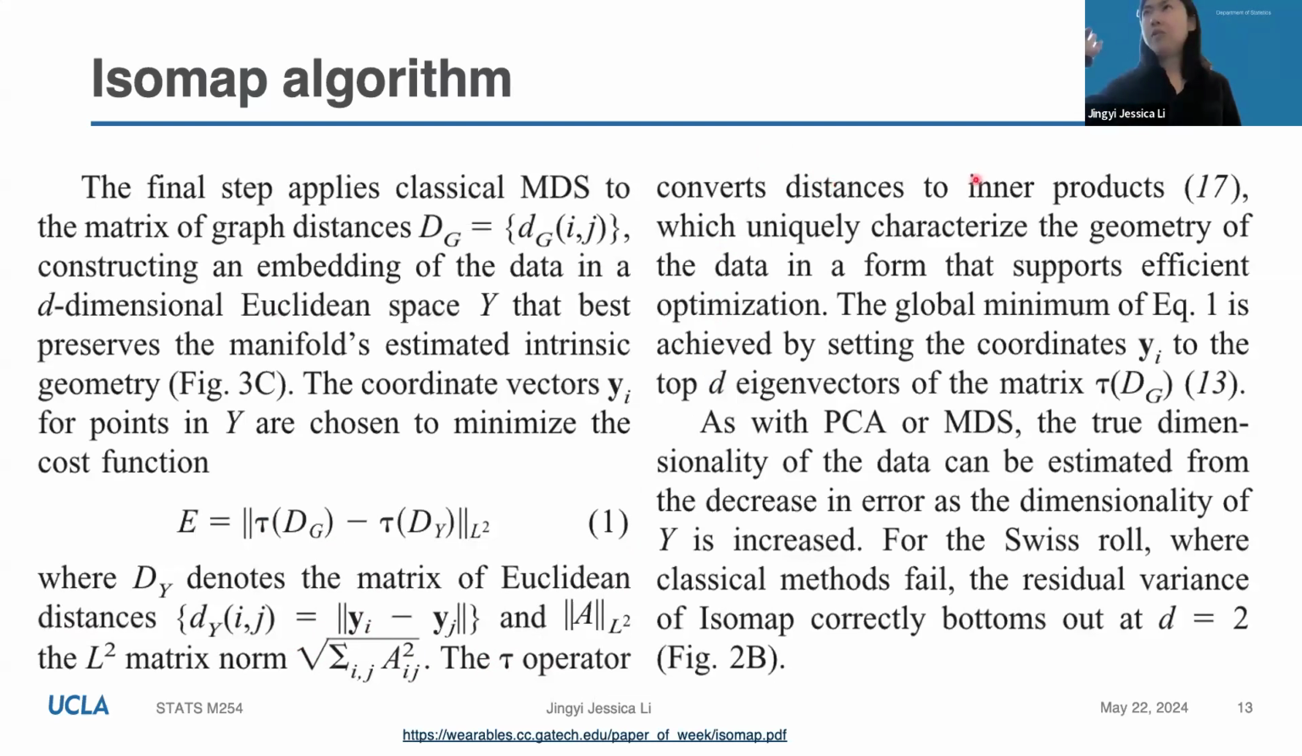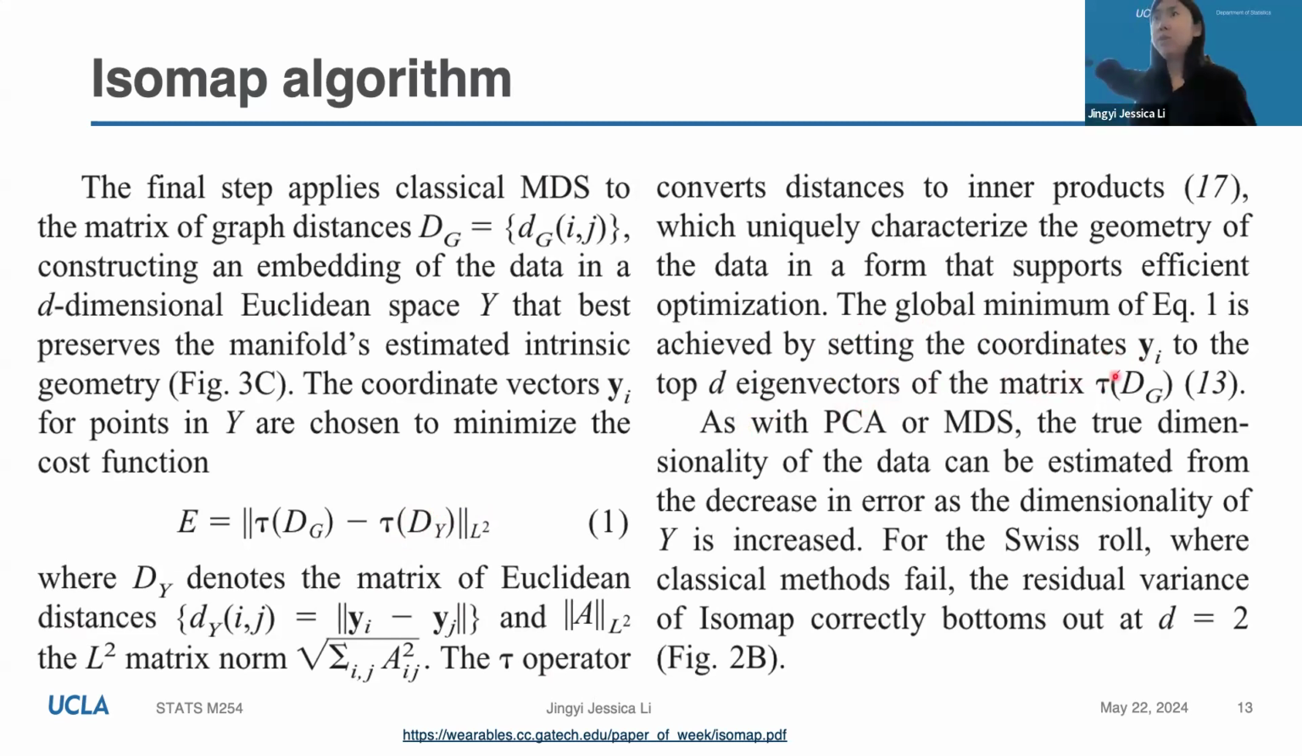This is what we introduced in MDS, if you recall. We call this the gram matrix. So we convert a distance matrix to a gram matrix, which can be considered as X transpose X. They have a one-to-one relationship. Once we get that, we try to find X by eigen decomposition. The tau operator uniquely characterizes the geometry of the data in a form that supports efficient optimization. The global optimum of this is achieved by setting the coordinates yi to the top d eigenvectors of the matrix tau(DG).